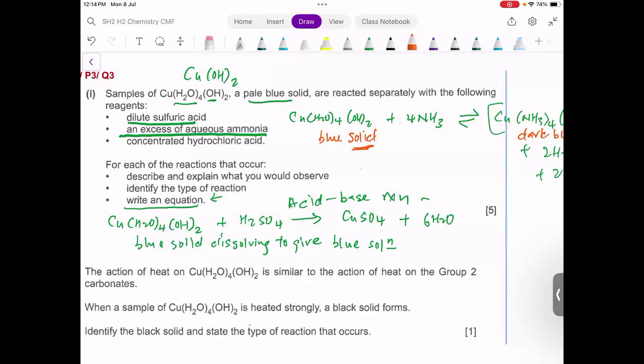Yeah, so you will see the blue solid dissolving first, then it will slowly form the yellow solution. Because yellow solution is your copper tetrachlorocuprate. Okay, tetrachloro complex. Yeah.